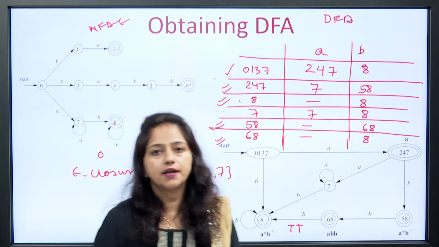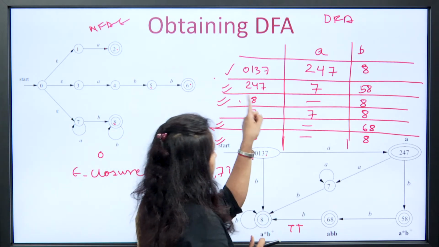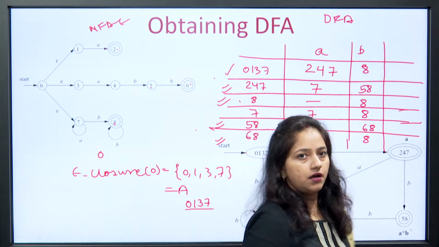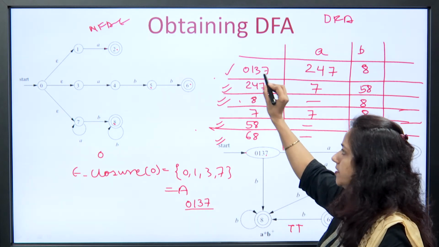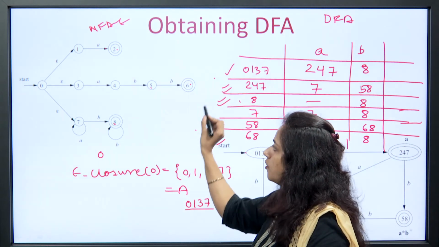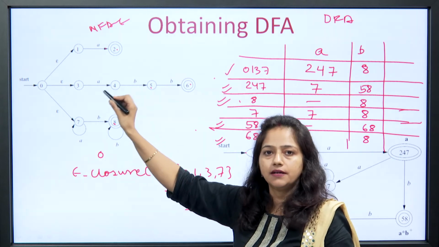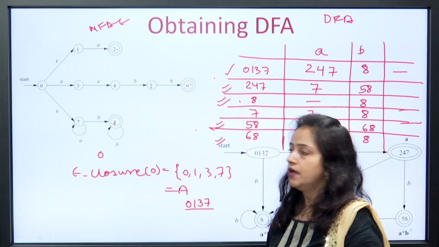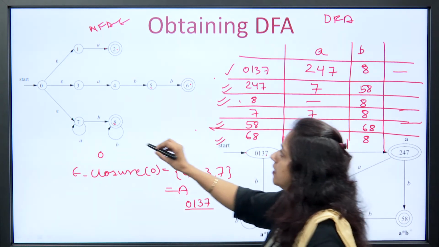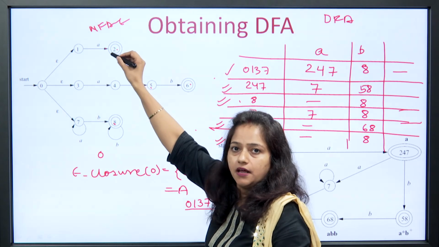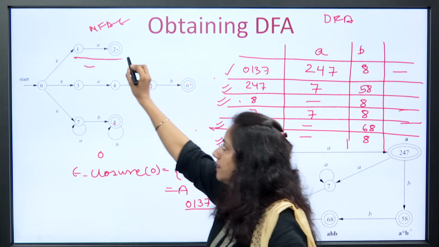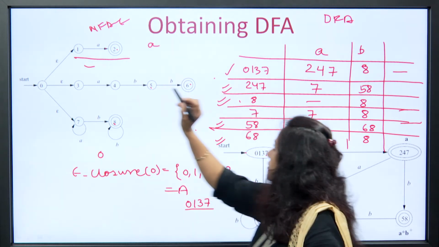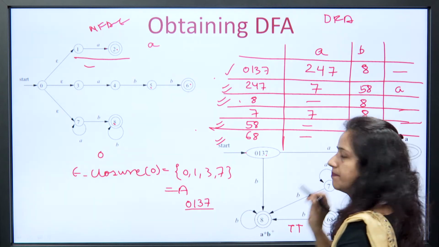Now, we will see how to produce a token. We will produce a token with respect to the state. At 0137, no state is a final state in this combined DFA, combined NFA. So, no token will be produced over here. Now, here 247, 2 is a final state for this finite automata, which is for pattern A. So, the token corresponding to A should be produced.